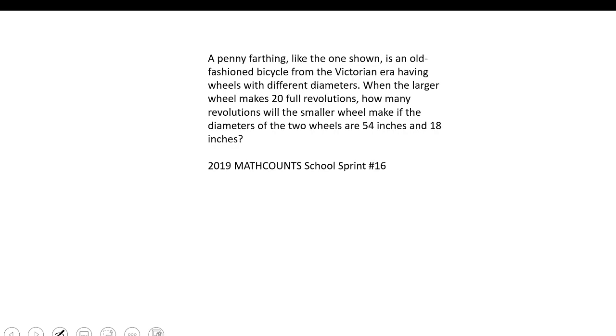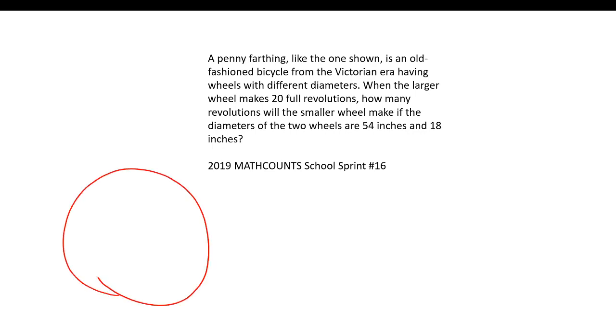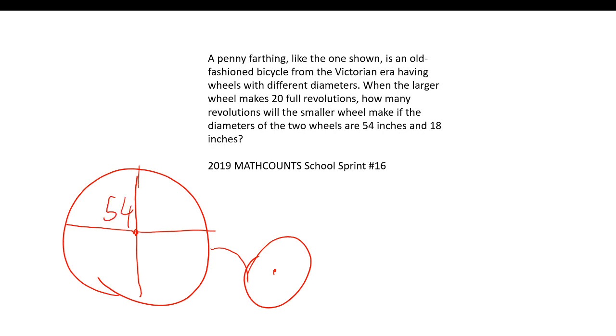It involves circles. A penny farthing like the one shown. In the original MathCounts competition, you had something like this, which showed the old bikes. Let's assume this is our bike wheel. We have a big one, then we have a smaller one. When the larger wheel makes 24 revolutions, how many revolutions does the smaller wheel make? The diameters of the two wheels are 54 and 18 inches.